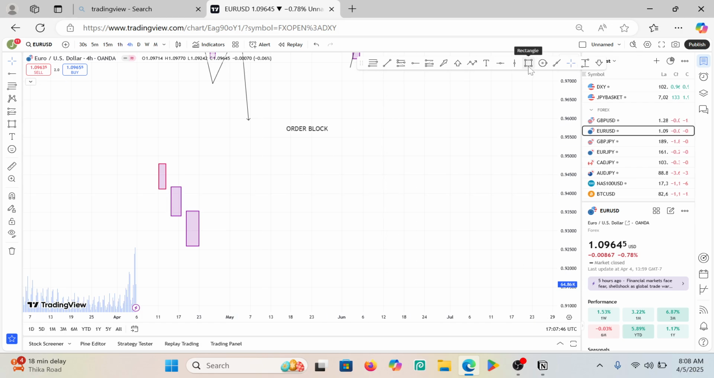One thing that you're supposed to write down: a valid order block must have a fair value gap. It must cause a market structure shift or a break of structure. And another one, it must not be mitigated. Yeah, unmitigated, that's the right word you can use.